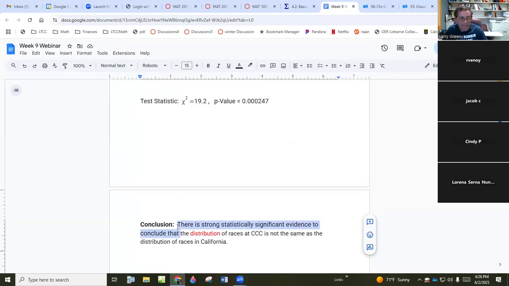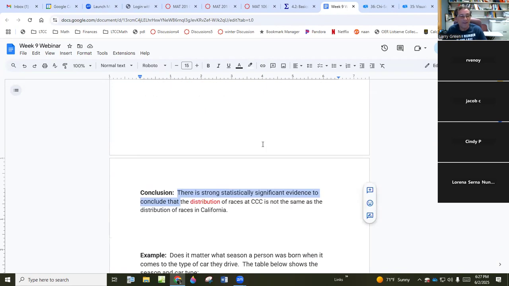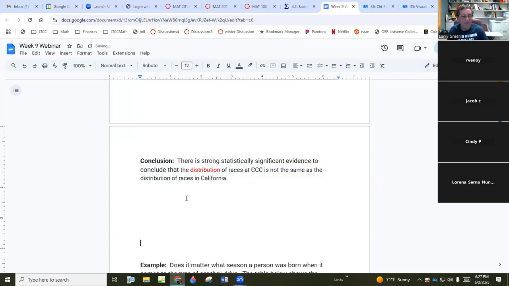Or to conclude that. And the good news is we have already written down H1. The distribution of races at California community colleges is not the same as the distribution of races in California. So I just copy and paste: the distribution of races in California community colleges is not the same as the distribution of races in California. And there's my conclusion. Any questions at all on the conclusion?